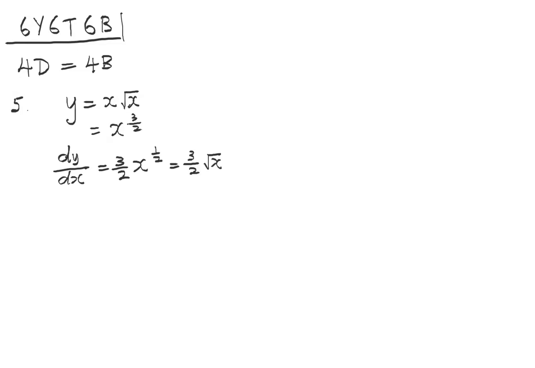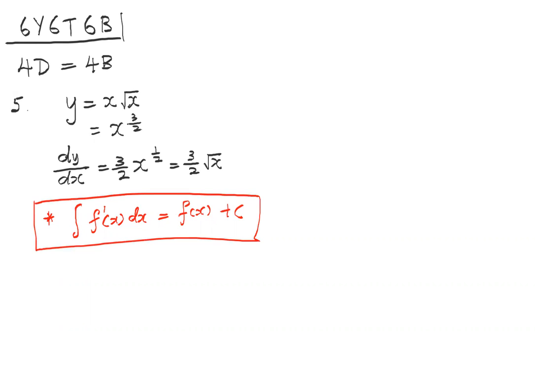Before I can answer the question, I will use this concept, very important, the antiderivative concept. If I integrate f prime x dx, I will get back my f(x) plus c. This is the concept that you always must write down. So I will write down, if I integrate 3 over 2 root x dx, I will get back my y, that is x root x. I will put plus c at the end of it.